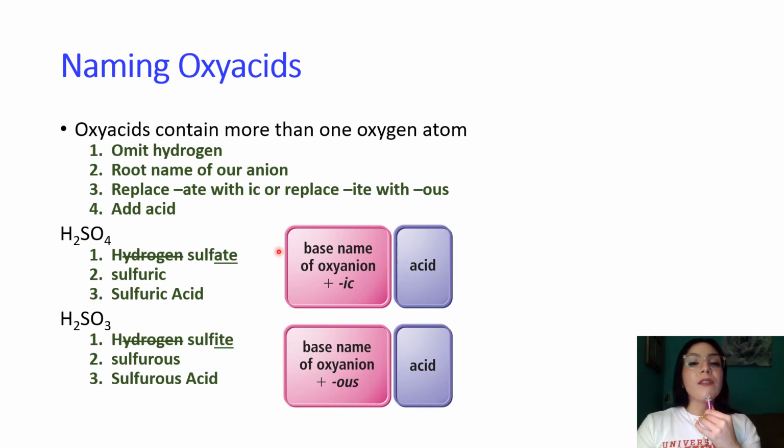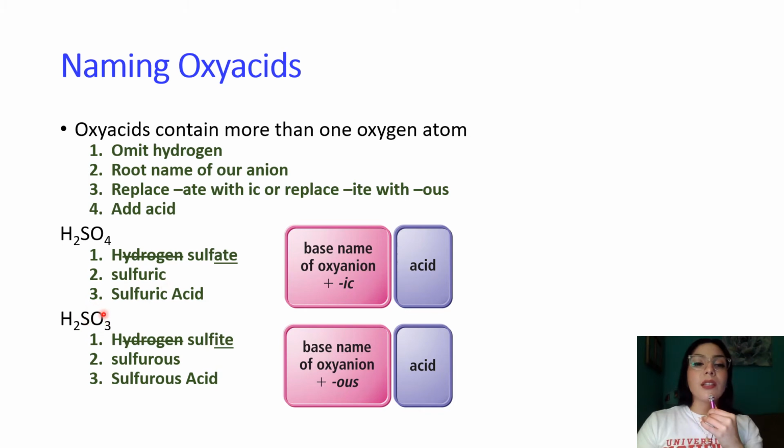So if the ending of your anion, typically your polyatomic anion, ends with ate, this is what you'll do. So let's say we have H2SO4. SO4 is called sulfate. So what you're going to do is you're going to omit hydrogen. So we cross out hydrogen. This is sulfate, right? Since the ending is ate, we're going to replace that with ic. So here now it's just sulfuric. And then you add acid to the end.